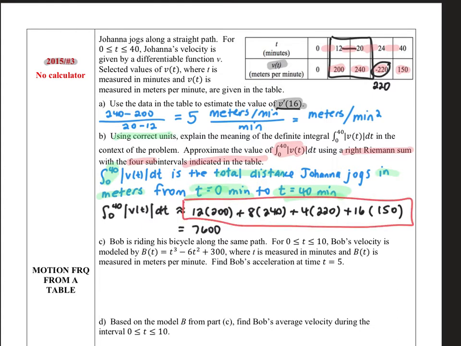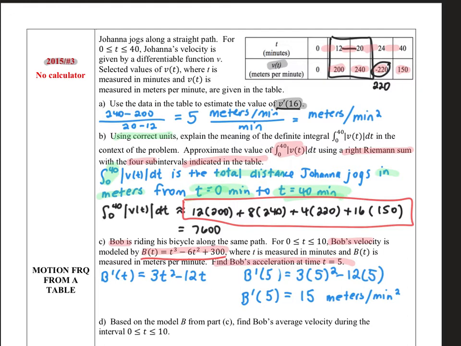In part C, we have Bob, who's riding his bicycle. We are given Bob's velocity as this equation, and we're asked to find Bob's acceleration at t equals 5. We know that acceleration is the derivative of velocity, so I'm going to start by finding the derivative of b. Make sure to write your b prime of t equation first, and then we're just going to substitute a 5 into it. Here is my b prime of 5. I can calculate if I want to, but you don't actually have to. You could leave this b prime of 5 like this. It is an acceleration, so I put an acceleration unit on that.